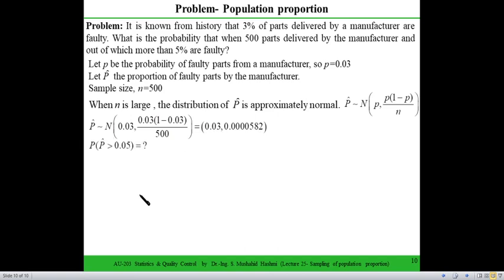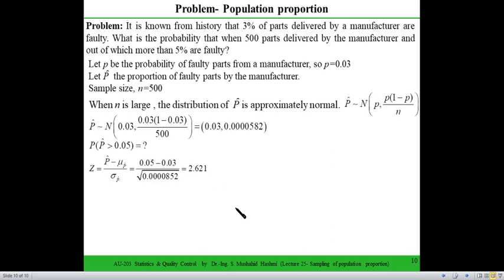So what you need to estimate is that your sample proportion is more than 5% faulty. So this sample proportion should be greater than 0.05. So what would be that probability? We need to work out the z value. So p cap would be 0.05, and the mean value for this sample proportion is 0.03, divided by the standard deviation. This is the variance. If you take the square root, then it would be its standard deviation.